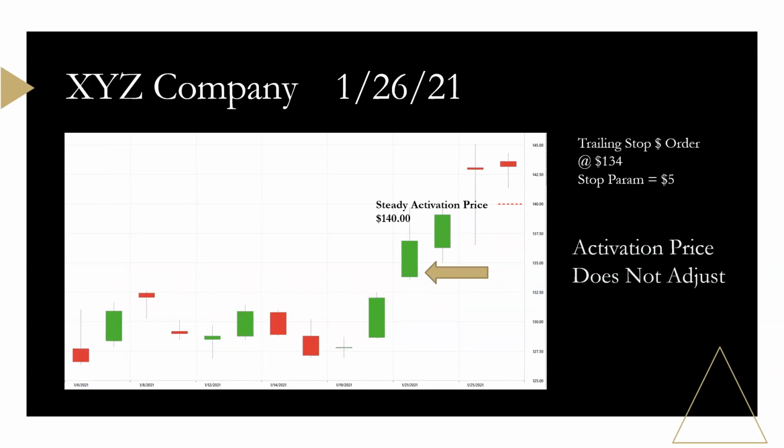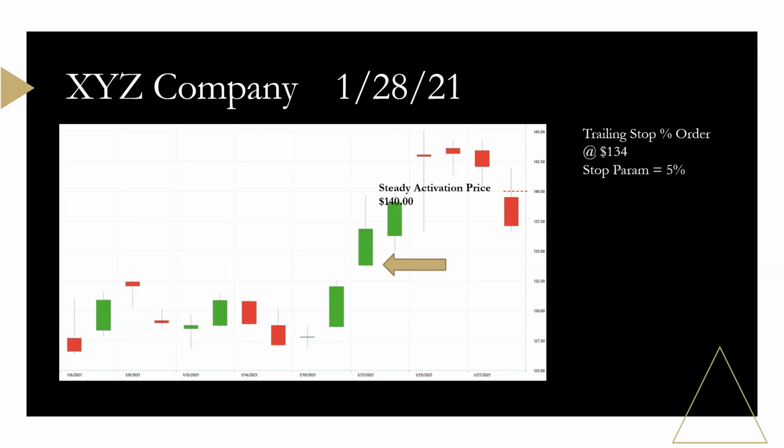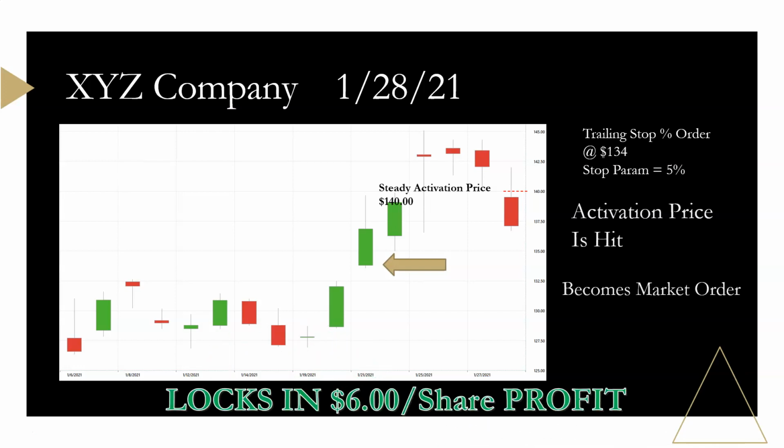On the 26th, the stock does not see a new high, so the $140 activation price stays the same. Stock price continues to fall over the following days, and sometime during the day on the 28th, the activation price is hit at $140, becomes a market order, and the sell order is executed. And in this example, you have locked in $6 per share in realized profit.